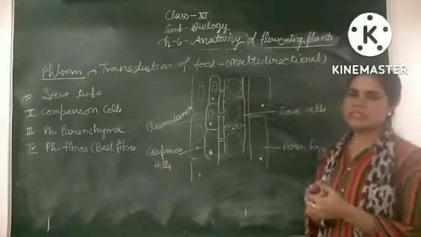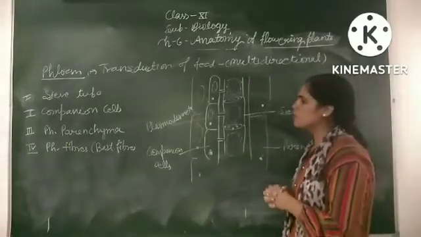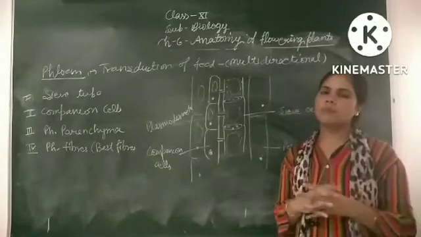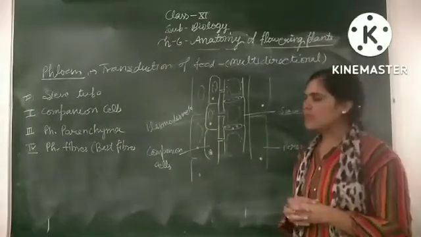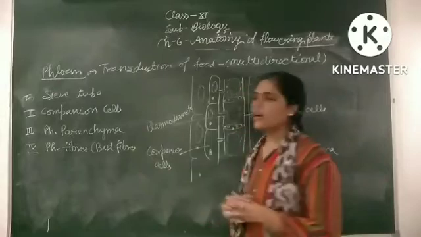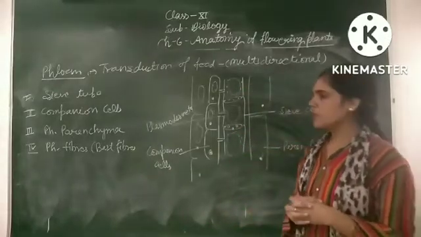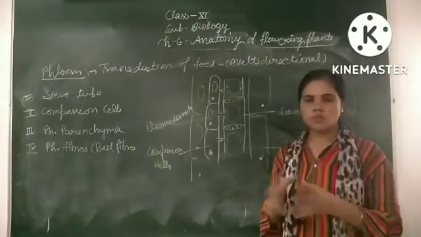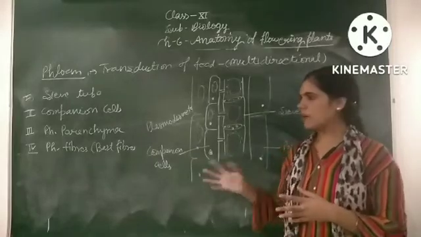Fourth is phloem fibers. Phloem fibers are dead fibers which are found in the phloem also. And here they provide mechanical strength to the tissue. They are also known as bast fiber, and they are economically very important. Jute and hemp are made up of the bast fiber of that plant.